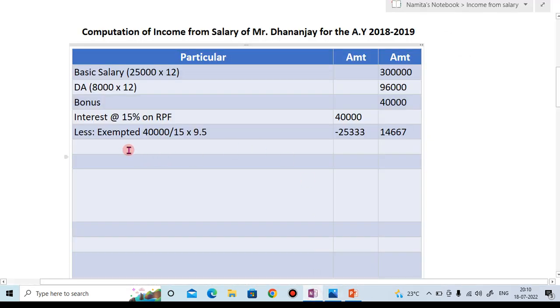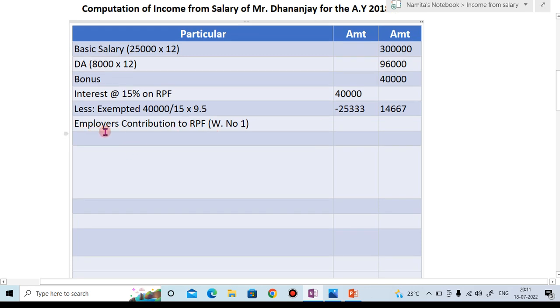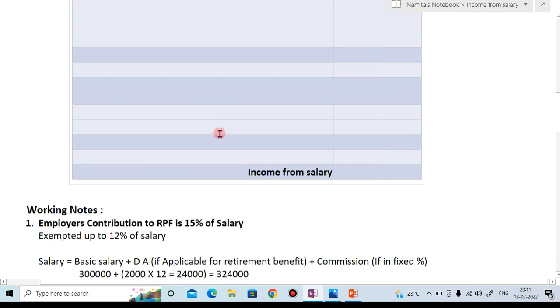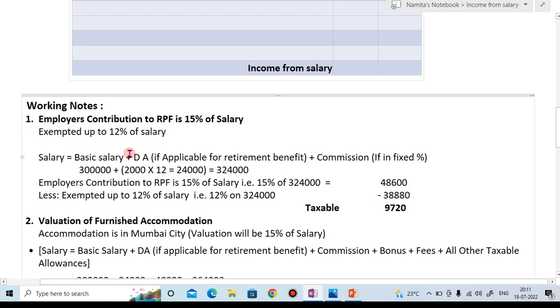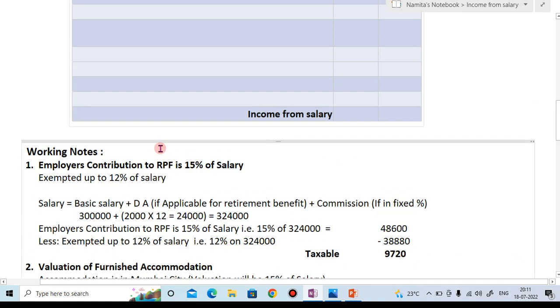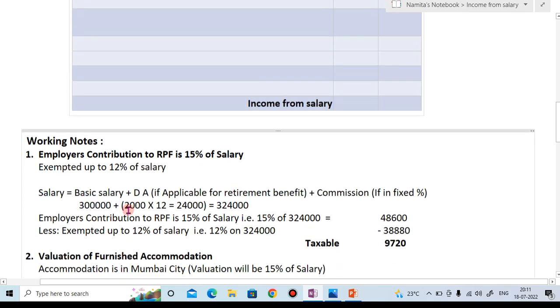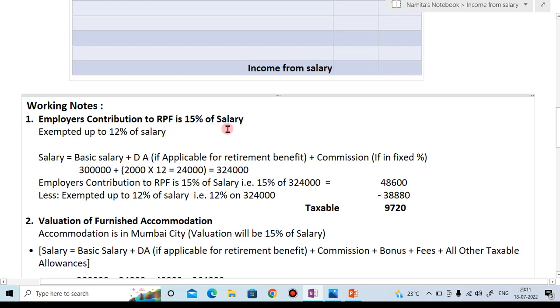Okay, so now in particulars you will write employer's contribution to RPF, in bracket write working note number 1. Okay, now you have to do this employer's contribution to RPF. You have to show the calculation in the working note. Okay, now how to do the working note? See here, first of all, working note number 1. Employer's contribution to RPF is 15% of salary.